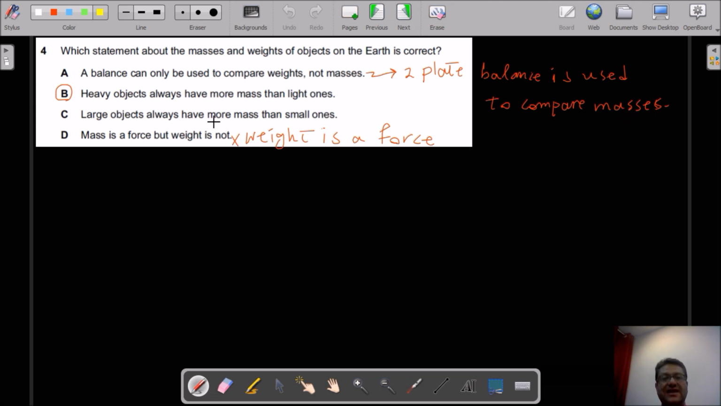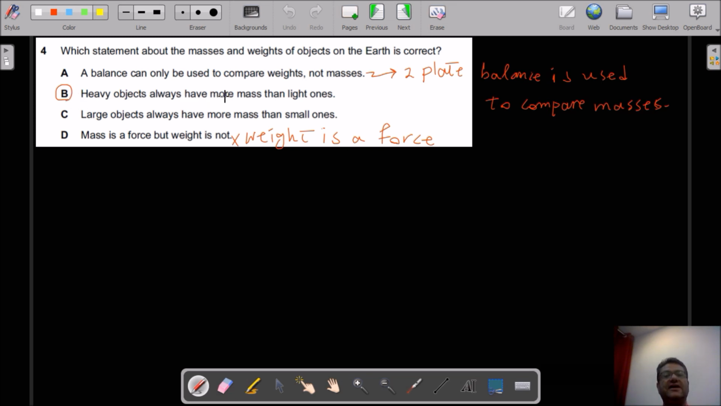Large objects always have more mass than small ones. So this is also wrong, because sometimes large objects have less density. That's why we cannot compare their masses. Large objects do not always have more mass because of density. Mass is a force, but weight is not. So this is wrong, because weight is a force. So D also is wrong. So that's why B is right.